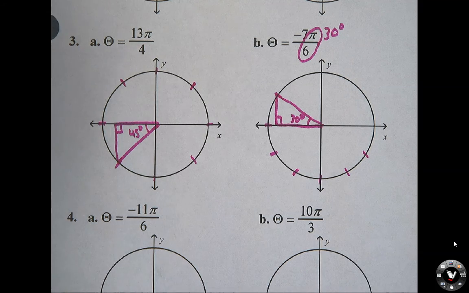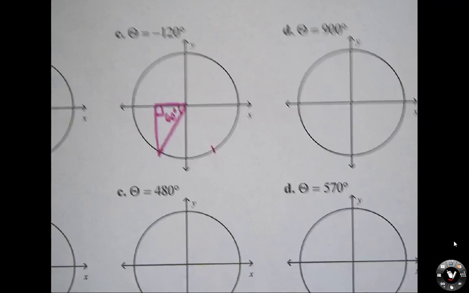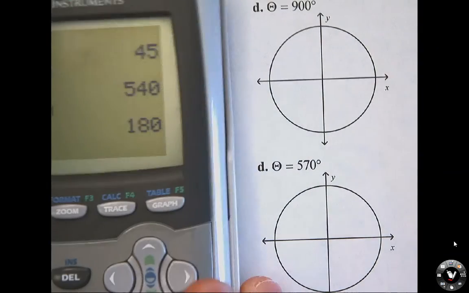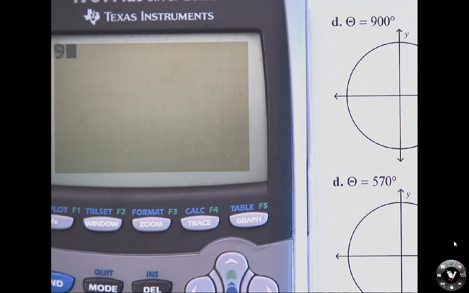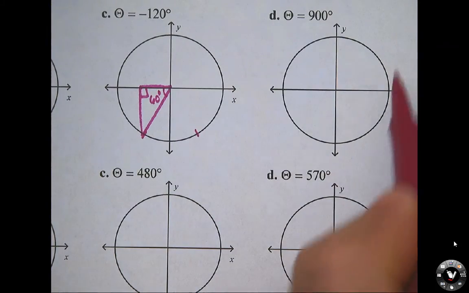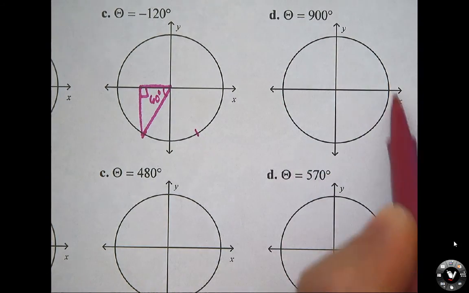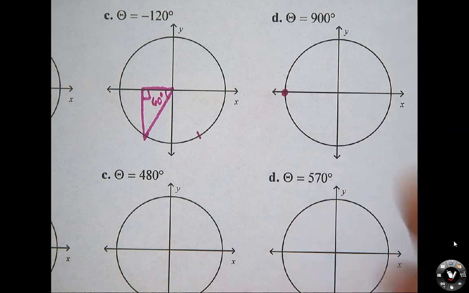So let's jump back up to part D, 900 degrees, because I didn't show you what happens when we get to a corner point. So I'm going to take 900 degrees. I know that's more than 360, so I'm going to subtract 360. I'm at 540. I'm going to subtract another 360, and I get 180. So when I rotate 900 degrees, I would really rotate once, twice, and then another 180 degrees.